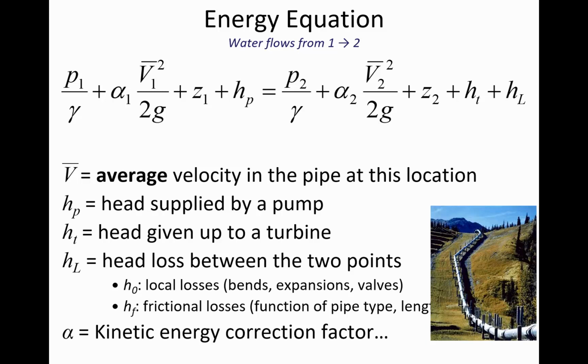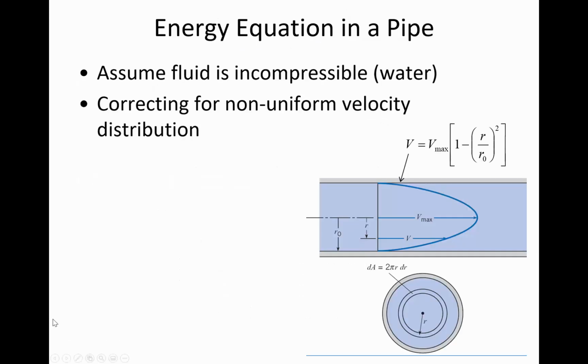But laminar flow is pretty uncommon, and so more often we're using an alpha of 1.05 for turbulent flow. So here is a velocity profile that shows what the velocity would look like if conditions were laminar.